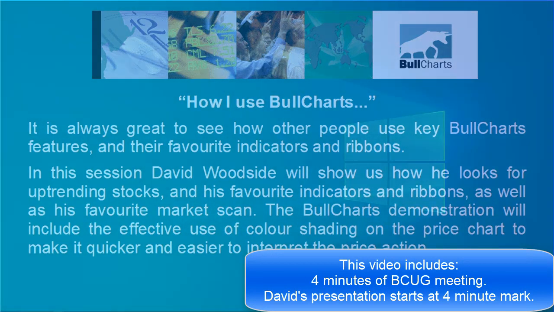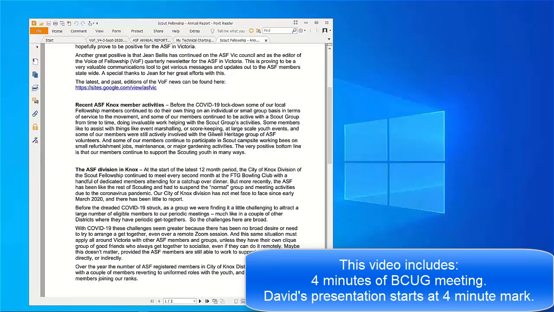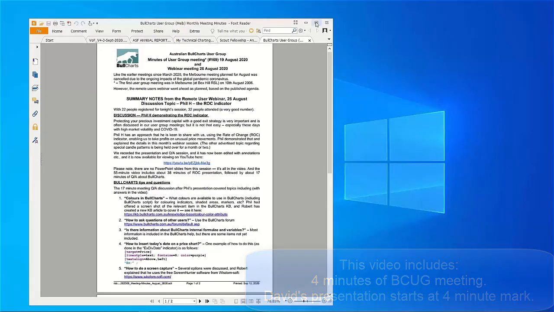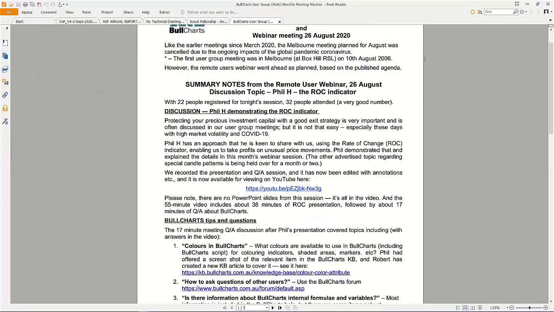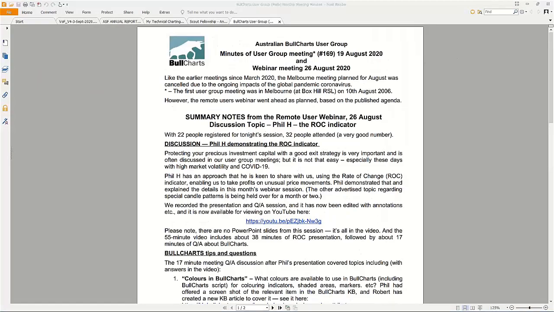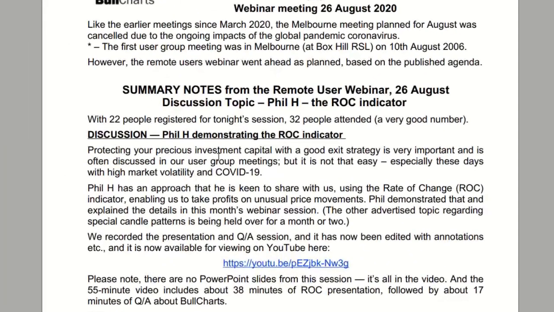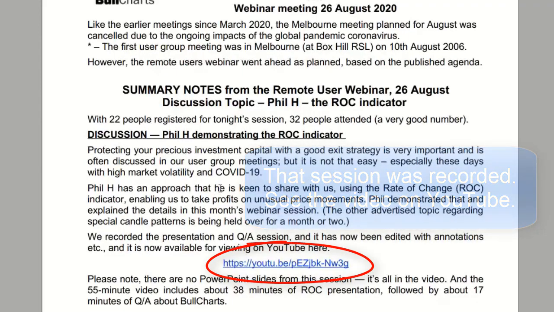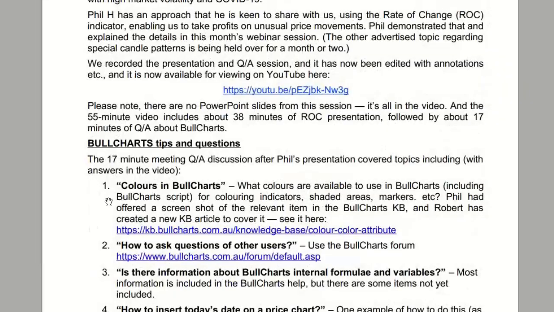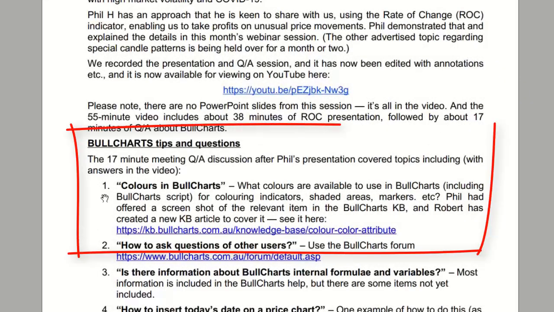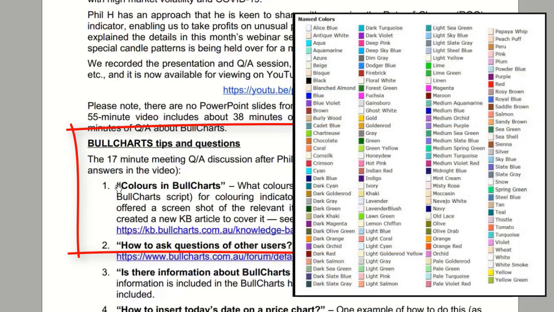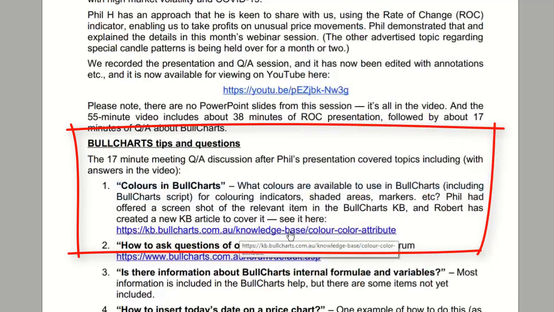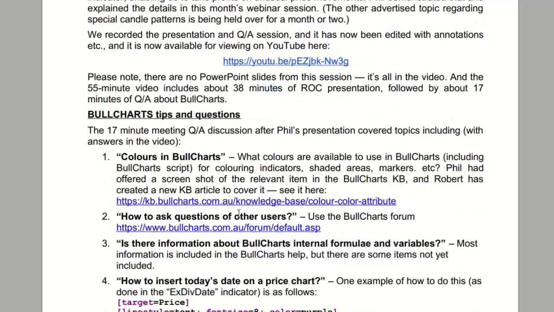First, I'll show the minutes of the August meeting, just as a reminder of what we did last month, for those who didn't see that. Here is what we did last month. Phil H talked to us about the ROC indicator and how he uses ROC, rate of change. And in the BullCharts tips portion of the meeting, we talked about colours in BullCharts and available colours, and there's a link in the minutes to the article in the BullCharts knowledge base.